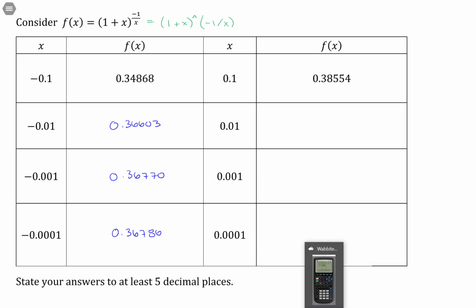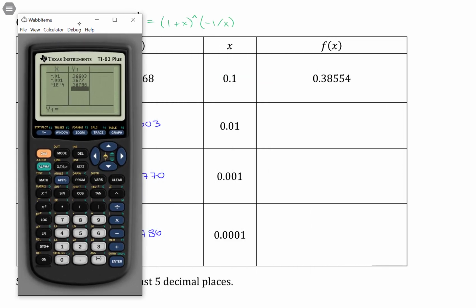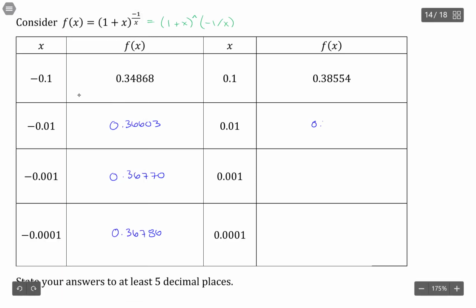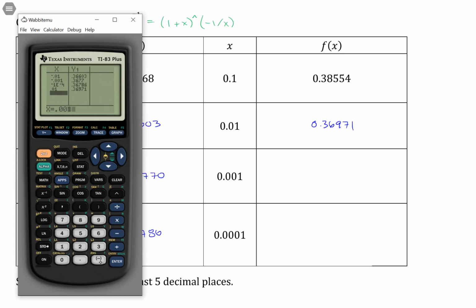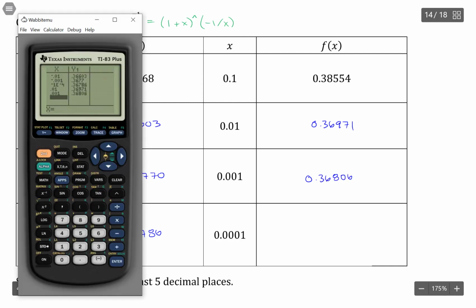All right, then we'll check the right-hand side. So coming from the right-hand side, we'll just start plugging in values, beginning with 0.01, which is 0.36971, and 0.001, which is 0.36806. And 0.0001, and that is, I guess, 0.36790.